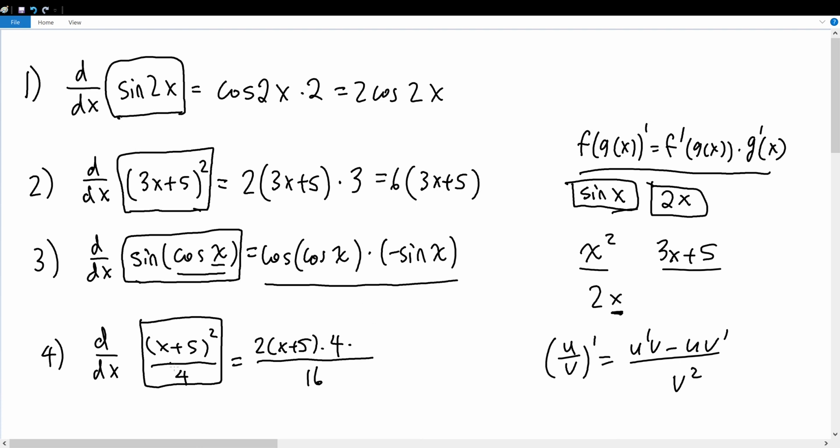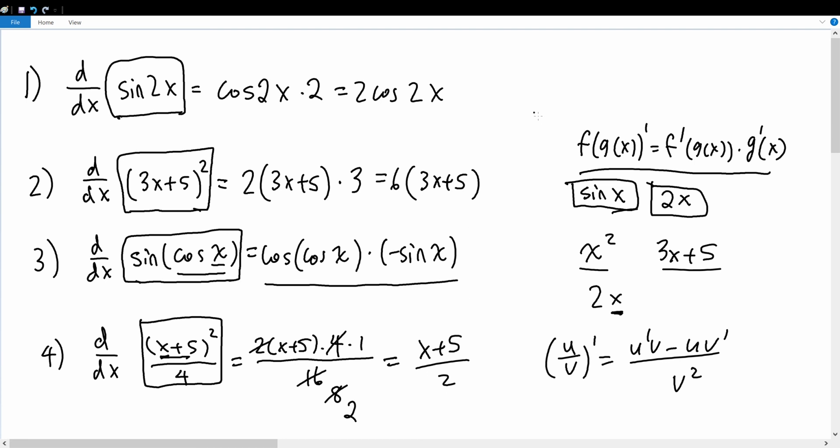And the reason why we take the derivative of x right here is because x is part of x plus 5, the inner function of x plus 5 squared. So this is multiplied by 1, which we don't really need to write, but for the sake of a conceptual understanding of the chain rule, I do so. And we see here that we can factor 2, and 16 becomes 8, and 4 goes into 8 twice. Hence, this becomes x plus 5 over 2, which is the solution to our question.